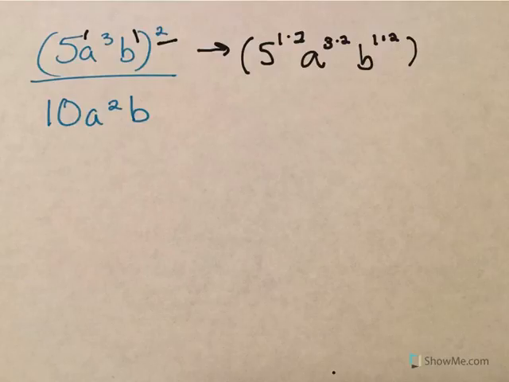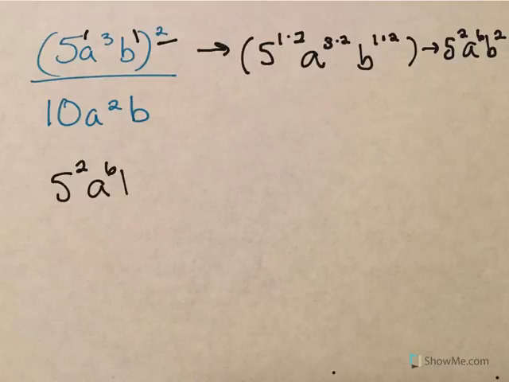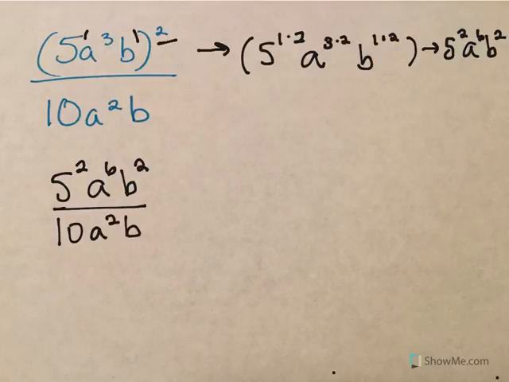When we simplify this or use the multiplication shown here, we get 5 to the power of 2, a to the power of 6, b to the power of 2. So now we've gotten rid of these parentheses, we can rewrite the entire problem as 5 to the power of 2, a to the power of 6, b to the power of 2 over 10 a to the power of 2 times b.